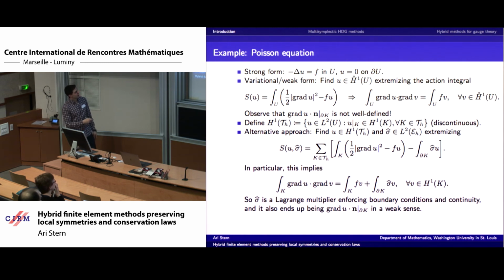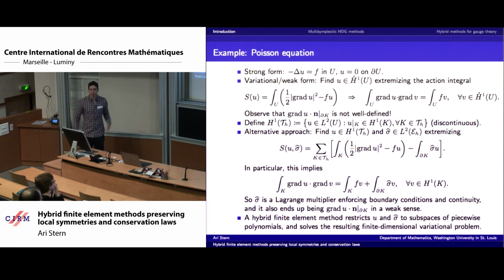And the interesting thing is if you look at this expression, you can see that in a trace sense, sigma hat is in fact the flux of u through the boundary. So by introducing this new variable, it stands in for this thing that we couldn't make sense of in the original formulation.